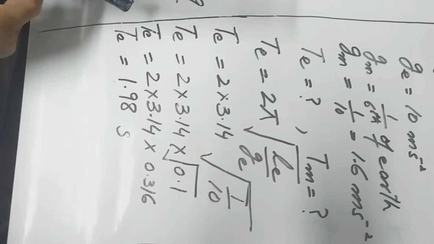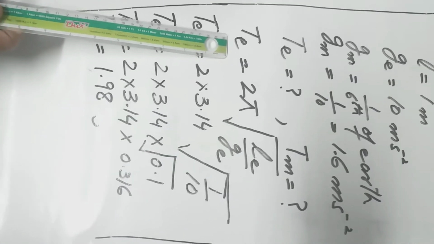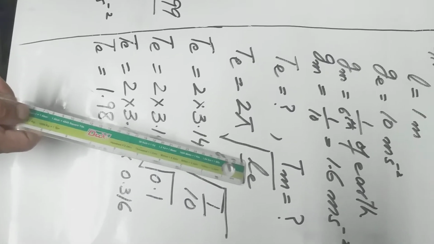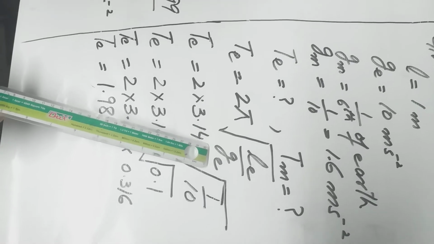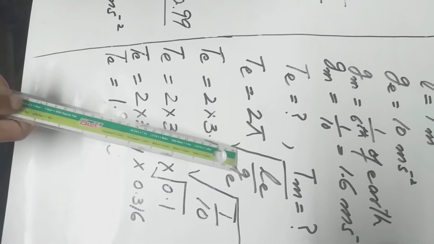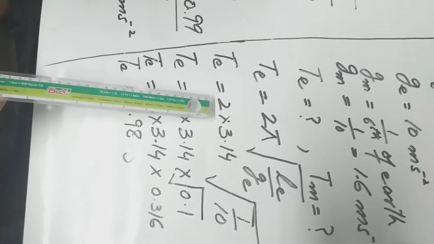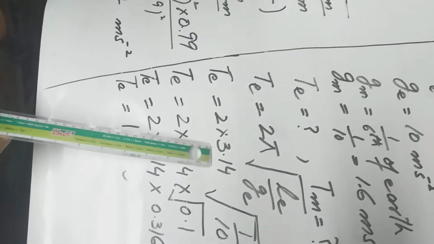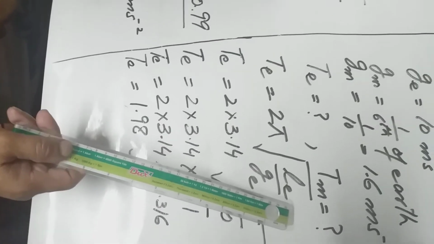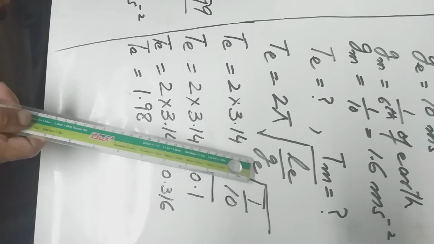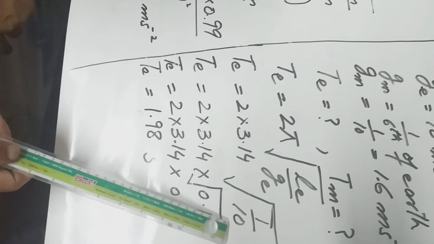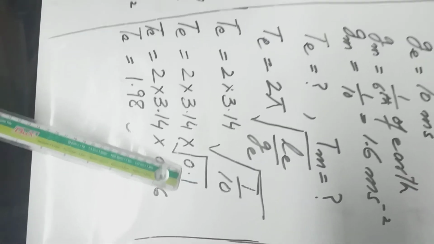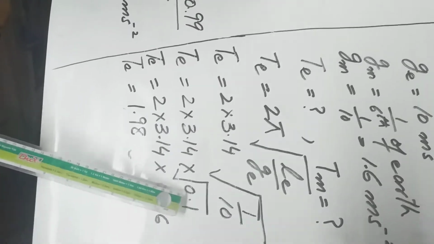The formula, again the same formula: time period on earth is equal to 2 pi under square root of length of simple pendulum over acceleration due to gravity on earth. By placing the values, 2 will remain as it is. The value of pi is 3.14, length of simple pendulum is 1 and value of acceleration due to gravity is 10. So when we solve this one, it comes 0.1. The sign of square root remains as it is.